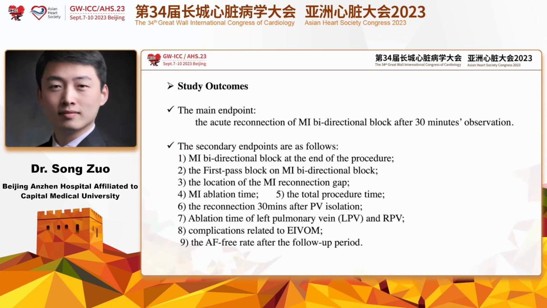Here is our study's flowchart. We first randomly assigned a patient with persistent AF who was scheduled to receive ablation for the first time to the EIVOM group or the RFC group. Then we performed the procedure as planned. Then we observed for 30 minutes. After the observation, we checked the mitral isthmus bidirectional block. Then we completed the procedure.